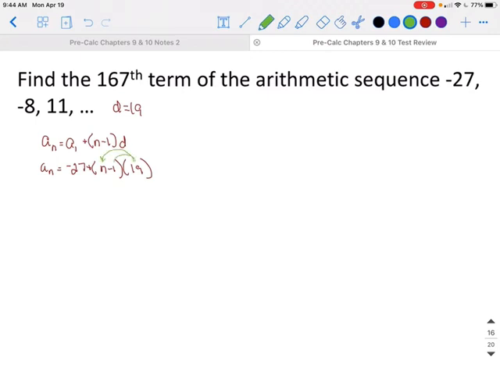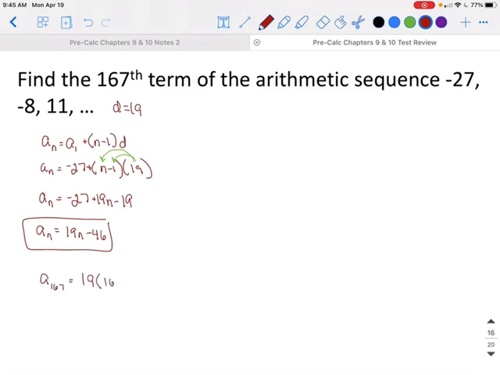We're going to take that 19 and we are going to distribute it. So this is going to give us a sub n is equal to -27 plus 19n minus 19, or our explicit formula is going to be 19n minus 46. Now we want to find the 167th term. So we're going to do 19 times 167 minus 46, and that tells us the 167th term should be 3,127.